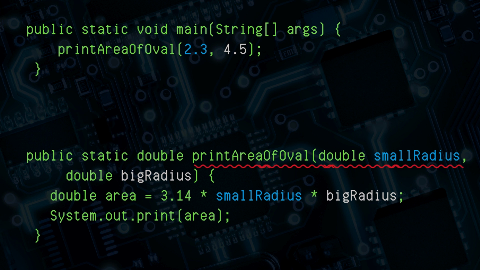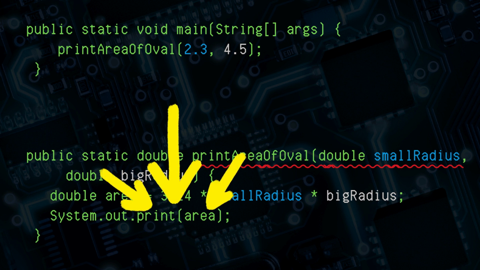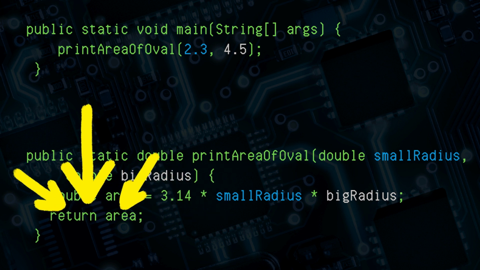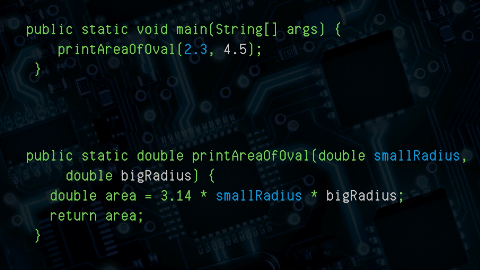When we do that, we immediately get an error. We've now said that this method is going to return a double, but the compiler can't find a return statement. We'll fix that by changing the print statement to a return statement. It's still returning what we were printing out before, but we don't want any output here anyway, so we're getting rid of that at the same time. And that clears up our error.